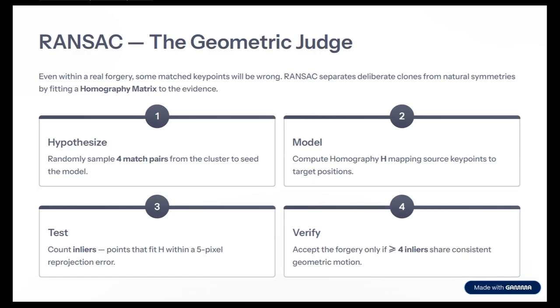To solve this problem, we use a trial and error approach. RANSAC randomly picks a small subset of matches from the suspected cluster, then calculates a homography matrix that maps the source points to the target points. The next step is testing. It checks how many other points in the same cluster follow that same transformation that the matrix represents.